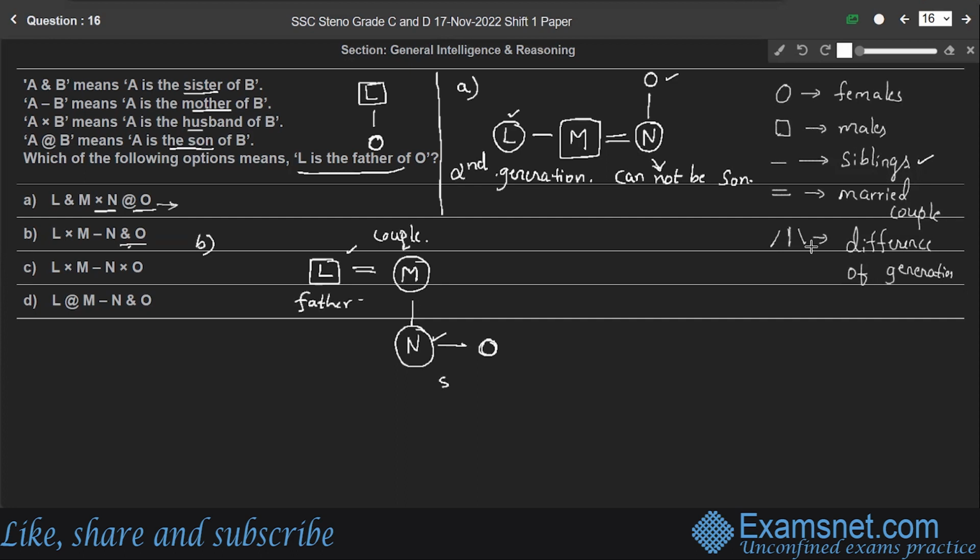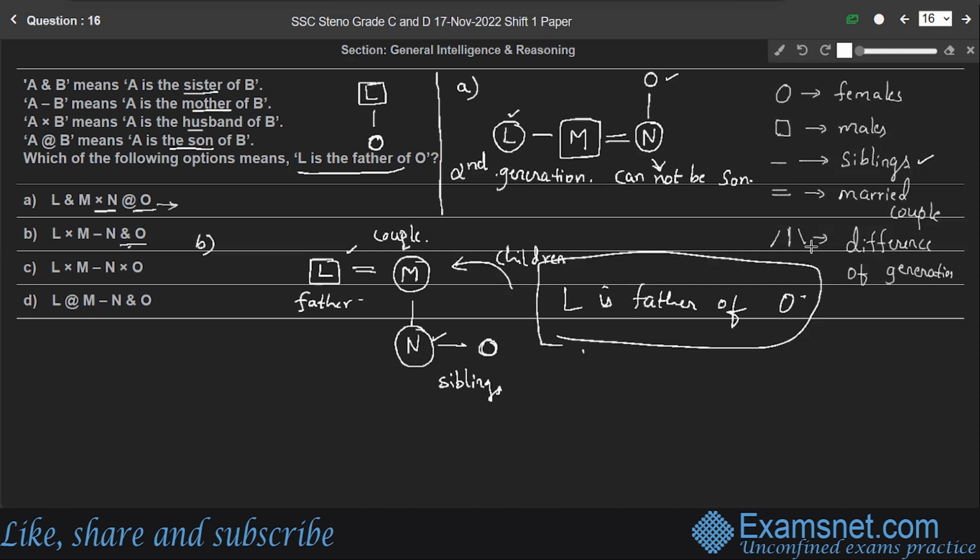Since N and O are siblings, these two are children of L and M. Therefore, L is father of O. Here the gender of O is not needed. Just L should be the father of O. Therefore, option B is the right answer, which means L is the father of O.